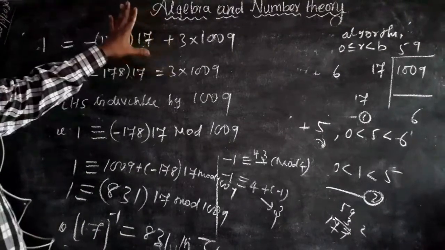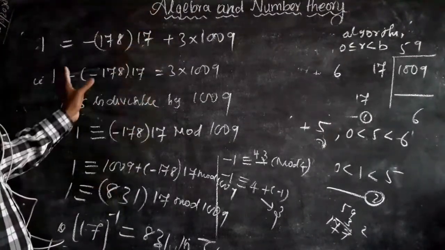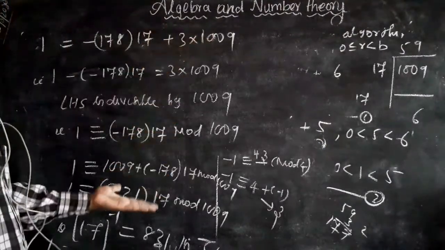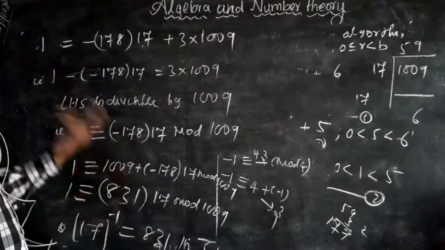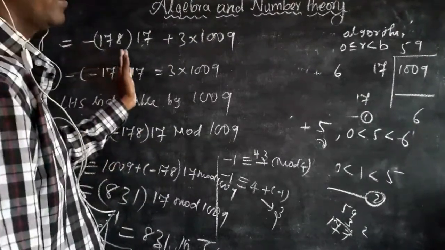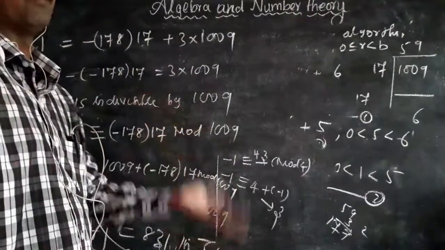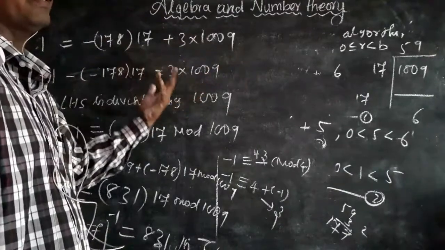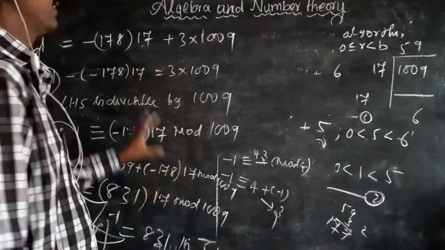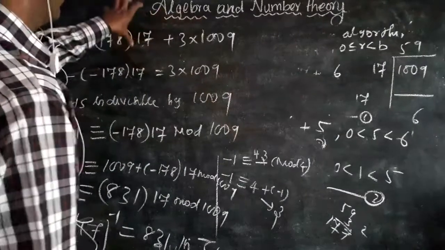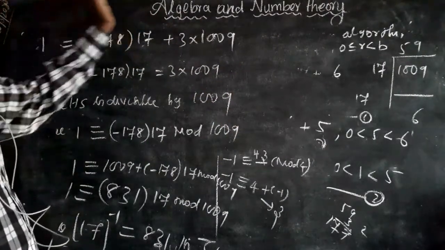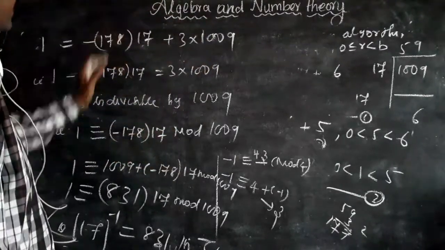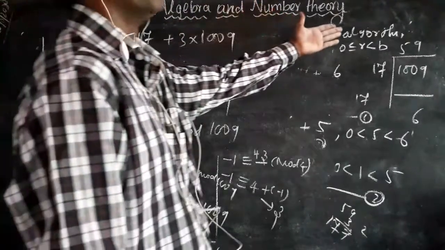It is very simple. First you apply the result, that is, check whether the given numbers 17 and 1009 are relatively prime or not. Suppose the GCD of A comma n is not equal to 1, then you cannot find the inverse. The main concept is that if A and n are relatively prime, the inverse exists; otherwise it does not. In this problem A and n are relatively prime, so the inverse exists.